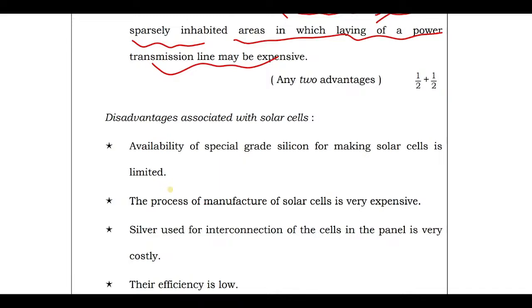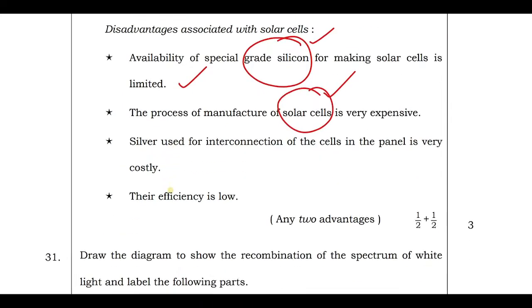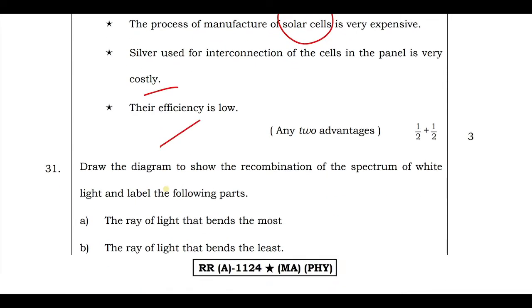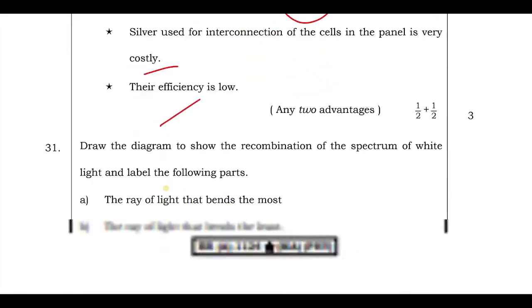The disadvantage is that the availability of special grade silicon for making solar cells is limited. The process of manufacture of solar cells is very expensive. Silver used for interconnection of cells in the panel is very costly. Their efficiency is low. These are the disadvantages of using solar cells.